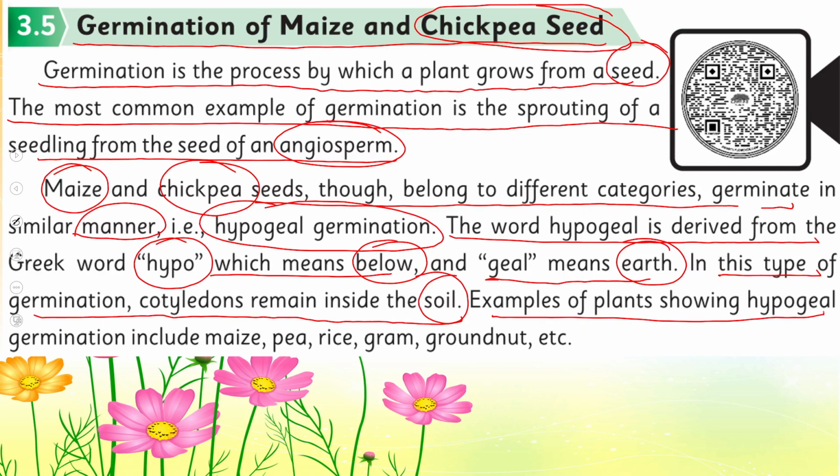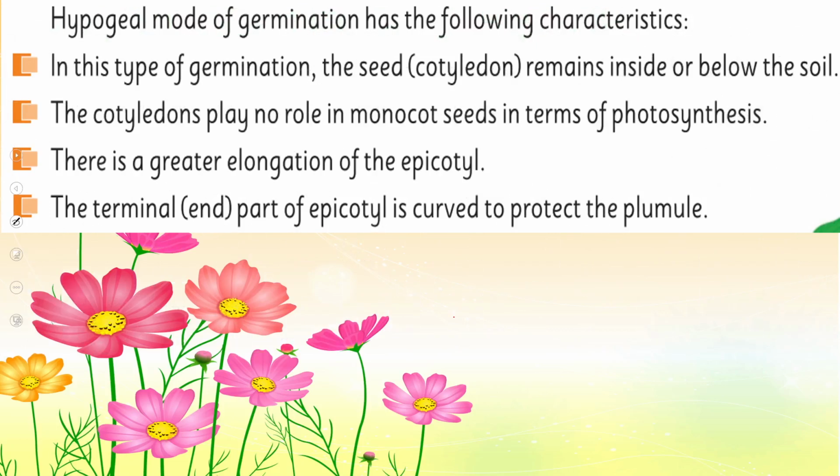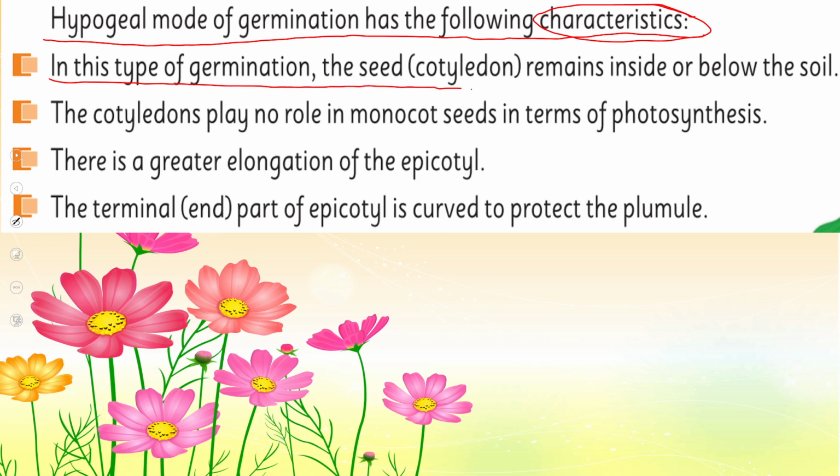Examples of plants showing hypogel germination include maize, pea, rice, gram, groundnut, etc. Hypogel mode of germination has the following characteristics. So, my dear students, now we learn about the characteristics of hypogel germination. In this type of germination, the seed, that is cotyledon, remains inside or below the soil.